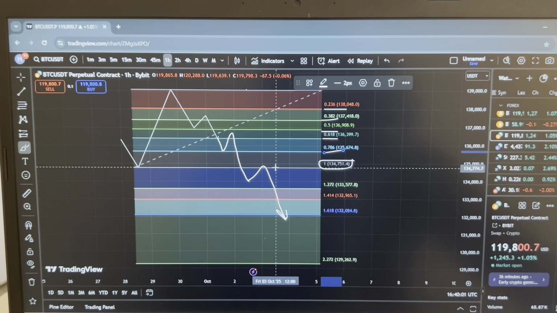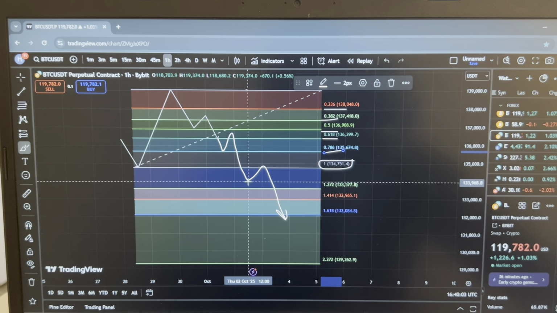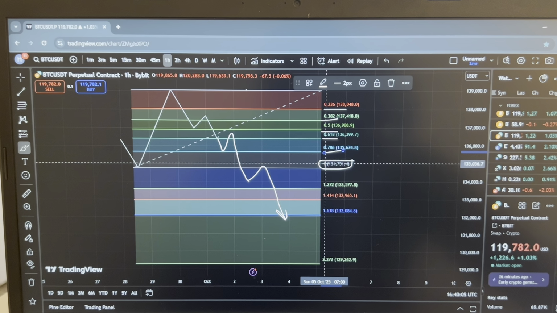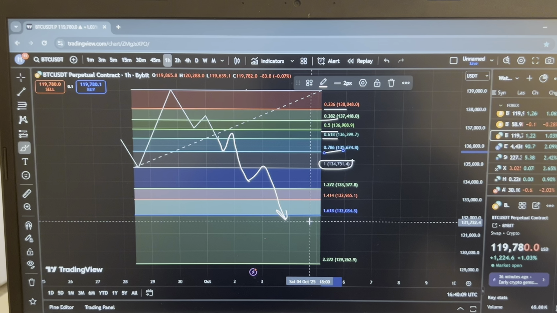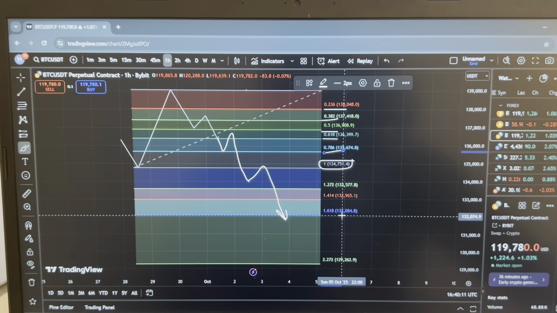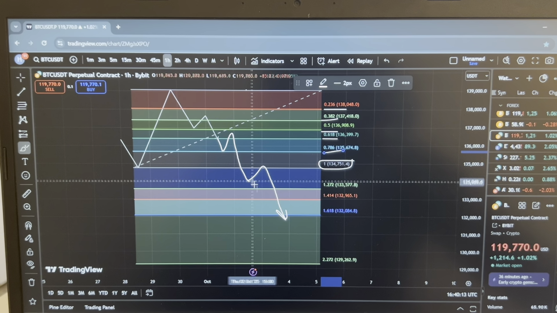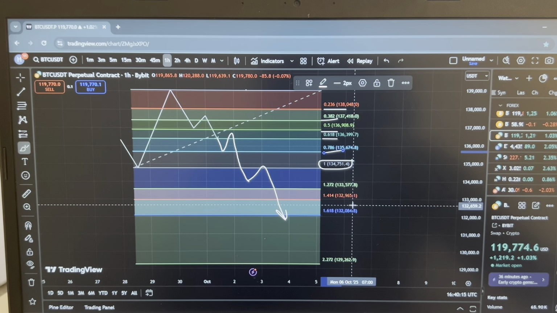So you have to wait patiently for it to make a closed candle below this number one level if you're trying to find a downtrend. And you could go for a long from here, or else you could go for a short from here. It's all up to you.